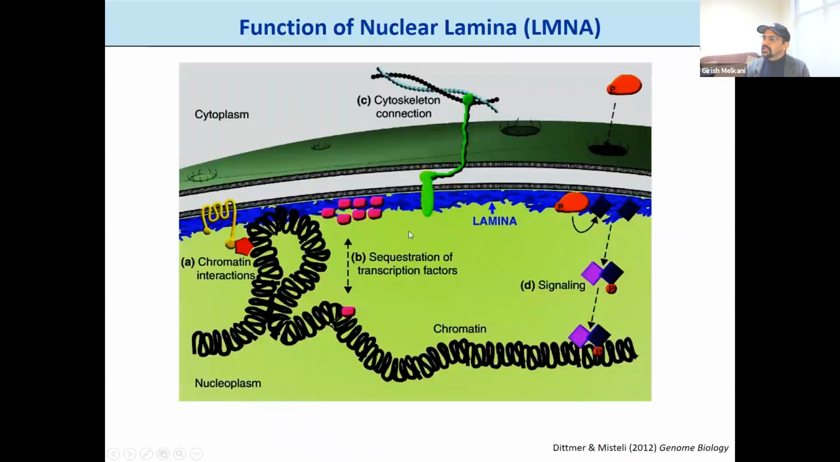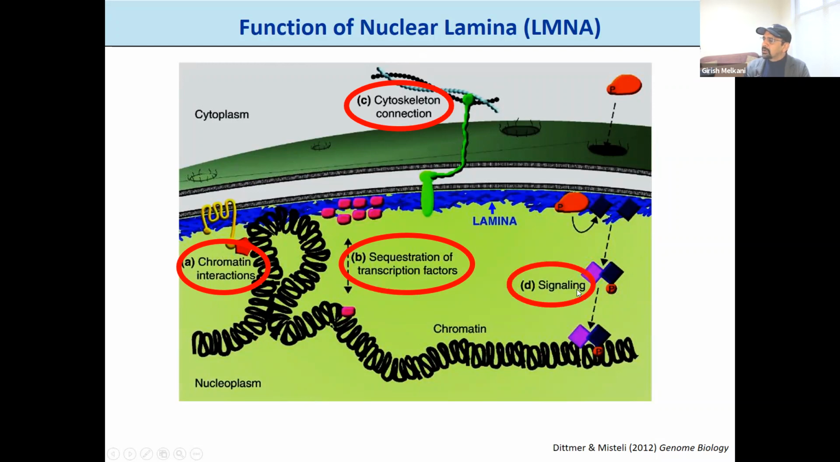So what I want to tell you is this blue one, the inner layer of the nucleus, is actually lamin, LMNA. And as you can see, it has several roles inside the nucleus. It interacts with chromatin, and it also sequesters transcription factors. It has a lot of cytoskeleton connections through the SUN protein, and it is also involved in signaling. So basically, nuclear lamin is a building block of nuclear architecture.